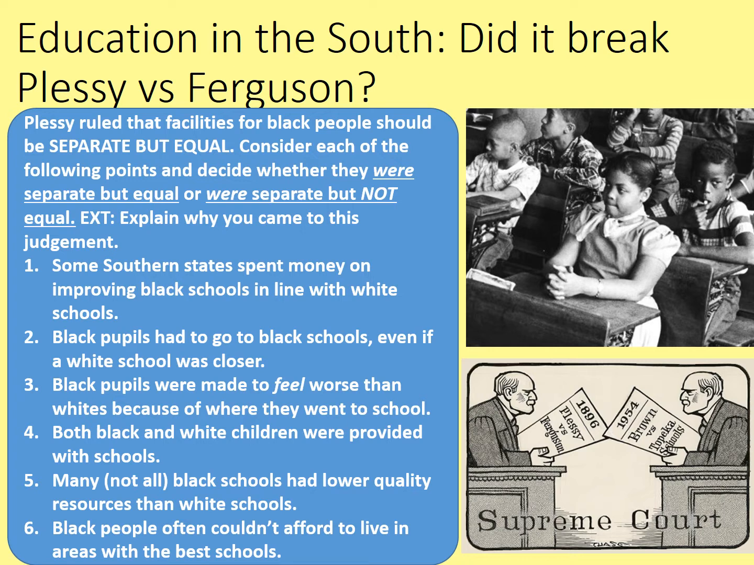Many, but not all, black schools had a lower quality of resources than white schools. Again, that's unequal. And lastly, black pupils couldn't always afford to live in areas with the best schools. That again shows inequality. So what was done about this?